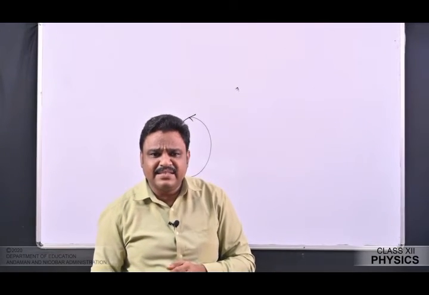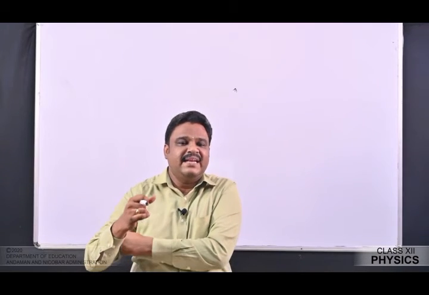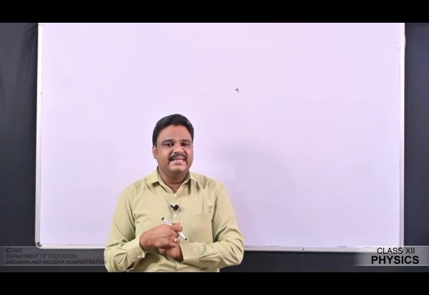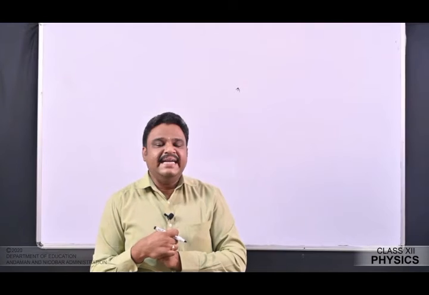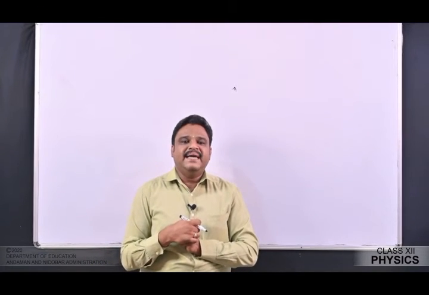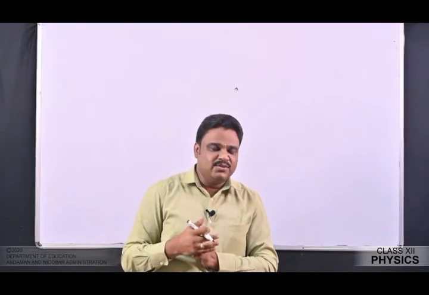I'm going to get into my next question. What kind of magnetic field is produced by an infinitely long current carrying conductor? To be very sensitive with the question, they are not asking about the magnitude of the magnetic field, they are not asking the direction, but they are asking the pattern or the kind of magnetic field produced by an infinitely long current carrying conductor.